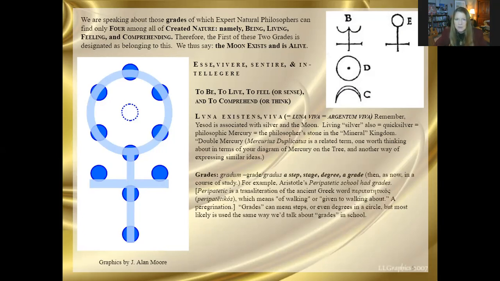All right, let's look at what the Latin for grade is. That's another easy translation. It's gradum. And the degrees of meaning there, all puns intended, are the same, or the grades of meaning. It's a step, a stage, a degree, a grade. You can get 1 degree out of 360 degrees in a circle, but much more often it's a course of study, a grade in a course of study, a grade in a school. One example that Dee would easily know is Aristotle's Peripatetic school, which had grades. And peripatetic, by the way, is itself just a transliteration of the ancient Greek word that means walking or given to walking about, or peregrinating, a peregrination.